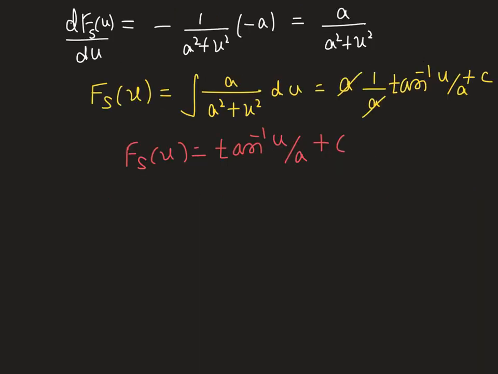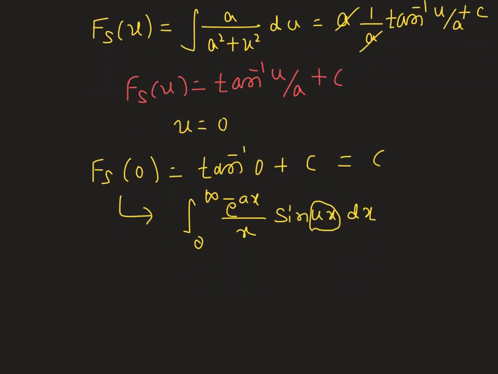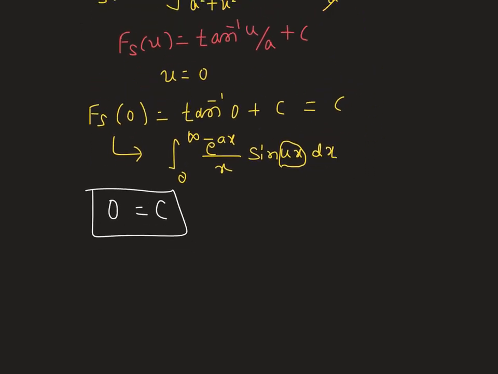Now to find the constant, initially take u value 0. Means Fs of 0 is tan inverse 0 plus c. So it will be c, since tan inverse 0 is 0. Then what is Fs of 0? By the starting result, Fs of u is integral 0 to infinity e power minus ax by x sin ux dx. So here substituting u is 0, sin 0 will be 0. So therefore Fs of 0 is 0, which equals c. So constant value is 0. Therefore our solution becomes, the Fourier sine transform of this problem will be tan inverse u by a. This is the result.